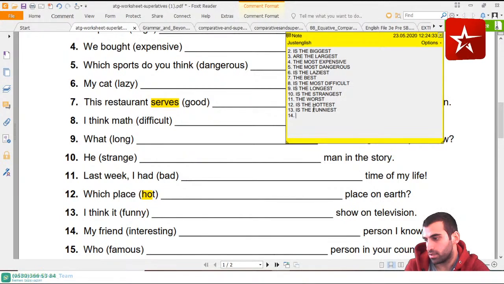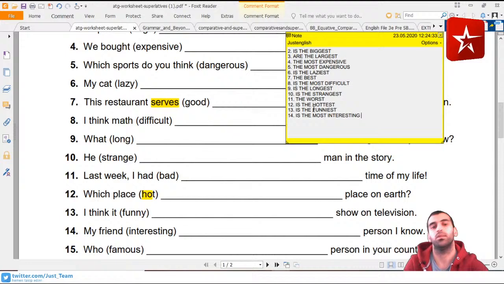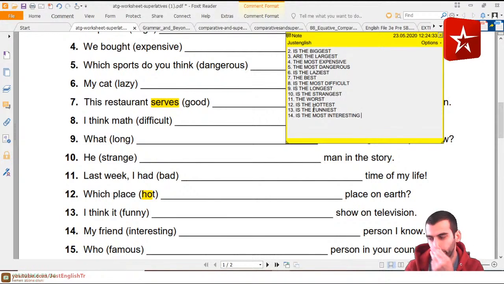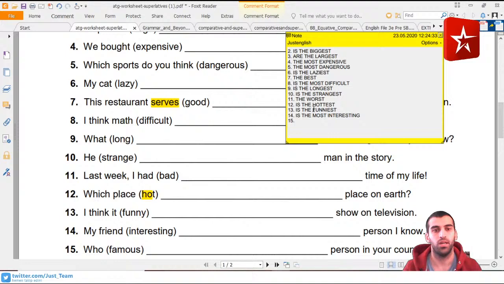The most interesting, yes, is the most, because it has more than 2 syllables. Interesting, yes, the most interesting person I know. My friend is the most interesting person I know. And let's continue with number 15. Oh, who blah blah blah person in your country.